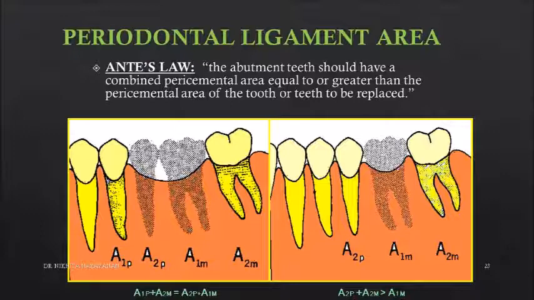So in order to take a tooth as an abutment, we should first calculate the periodontal ligament area of the missing teeth, and we need to find out if the periodontal ligament area of the missing teeth is less than or equal to that of the abutments which we are using. In the first picture we can see the missing teeth are the second premolar and first molar. So the combined pericemental area of the second premolar and first molar is equal to the pericemental area of the first premolar and second molar, which are intended to be abutments.